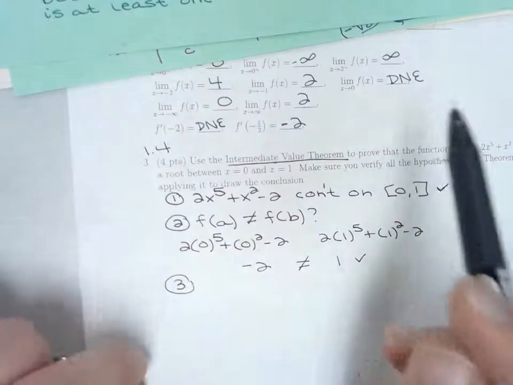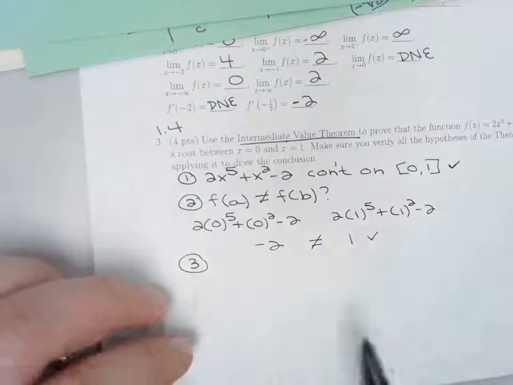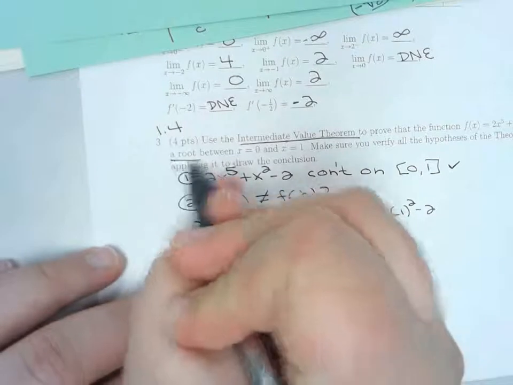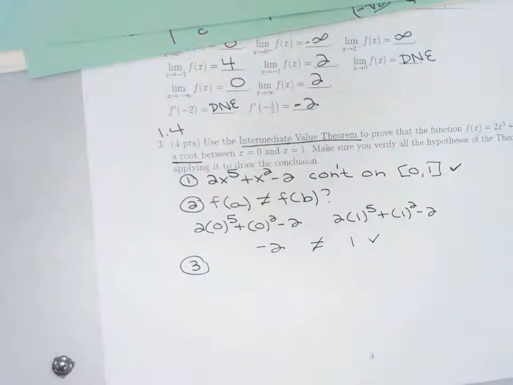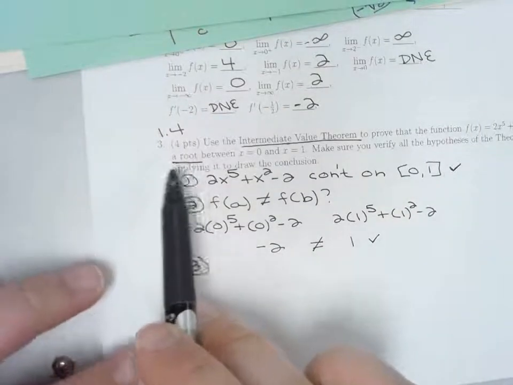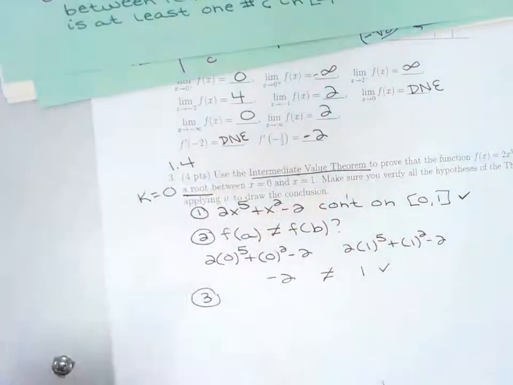So f of c equals k. I want to prove that it has a root. If I'm looking for a root, that is the same as x-intercept, solution, zero. All of these mean the same thing. So all that means is I'm looking for when the y value is 0. So my k value is going to be 0 because I'm looking for a root. That means my y value is 0.